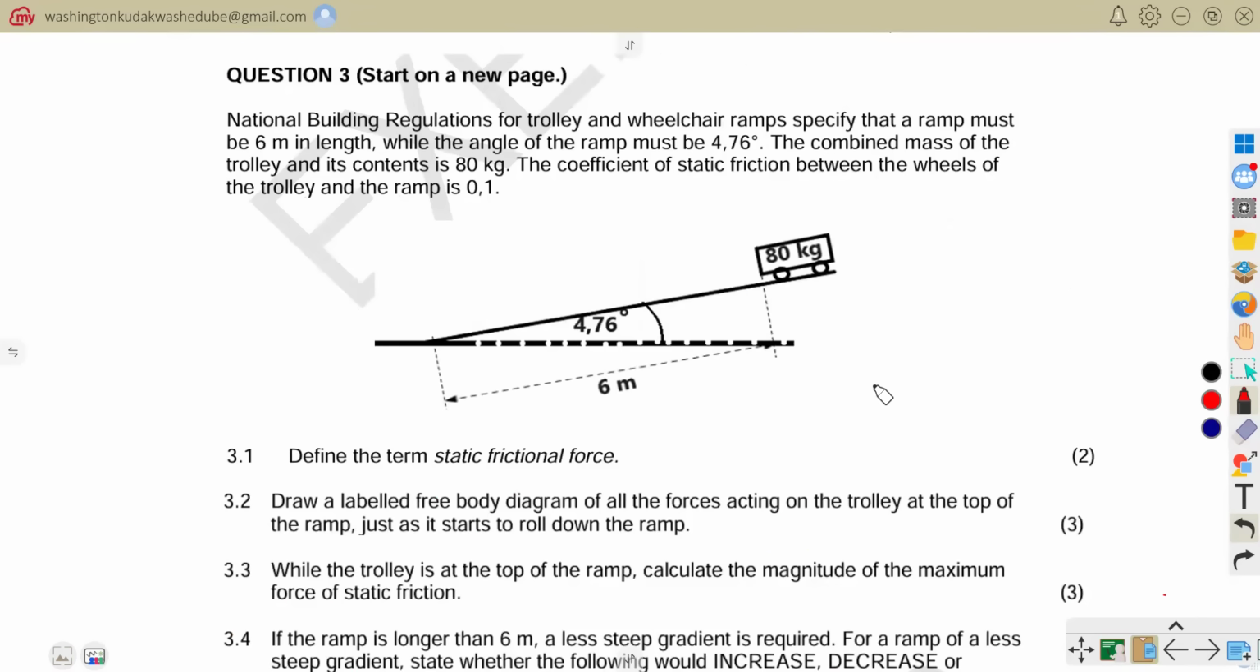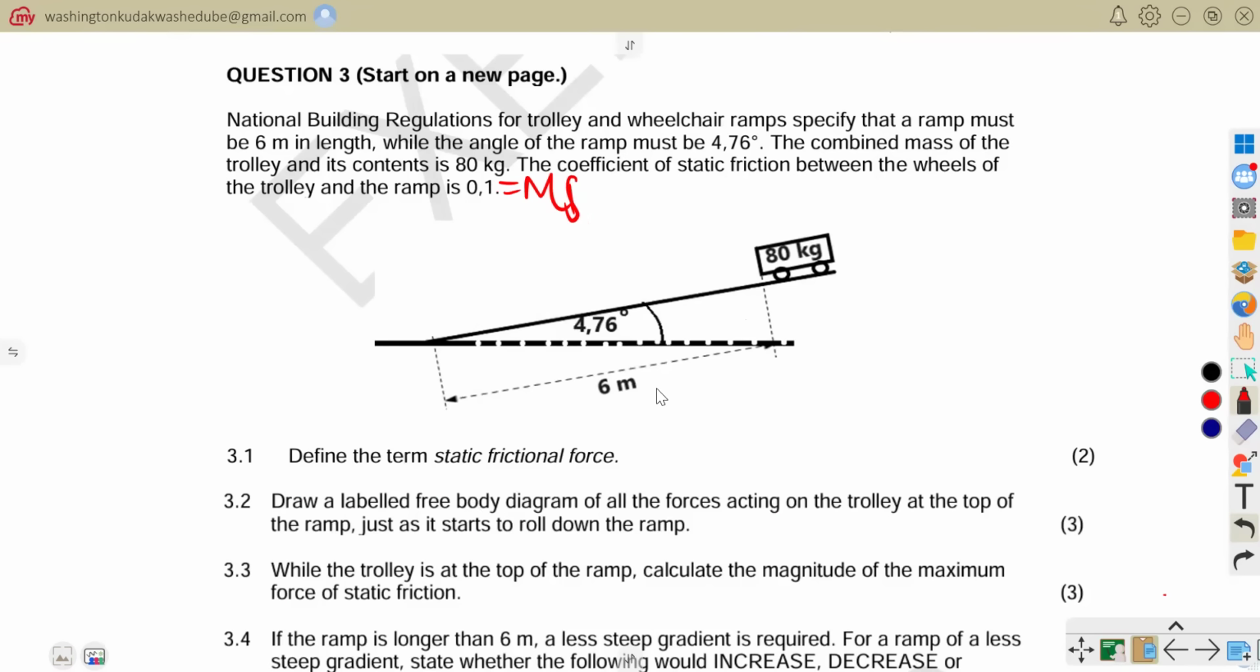Now let's go to question number 3. Question number 3 is saying that national building regulations for trolley and wheelchair ramps specify that a ramp must be 6 meters in length, while the angle of the ramp must be 4.76 degrees. The combined mass of the trolley and its contents is 80 kg. The coefficient of static friction between the wheels of the trolley and the ramp is 0.1. So this is our coefficient of static friction.